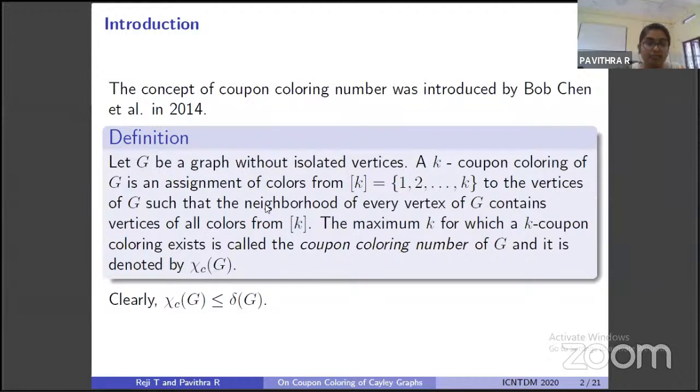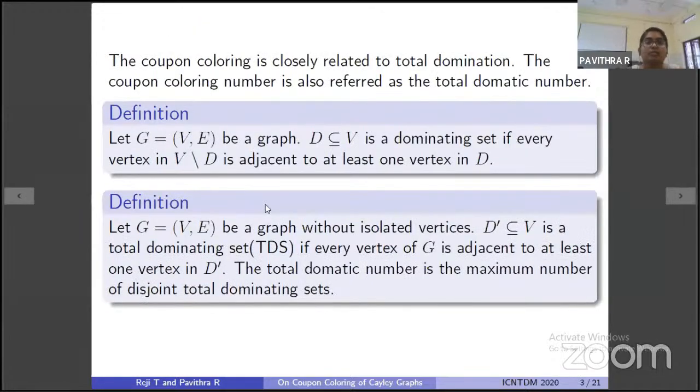The maximum K for which a K coupon coloring exists is called the coupon coloring number of G, and it is denoted by chi C of G. Clearly, chi C of G is less than or equal to delta of G, the minimum degree. Note that in a coupon coloring, each color must appear at least twice. The coupon coloring is closely related to total domination. The coupon coloring number is also referred to as the total domatic number.